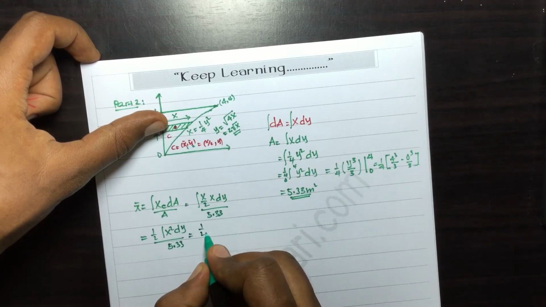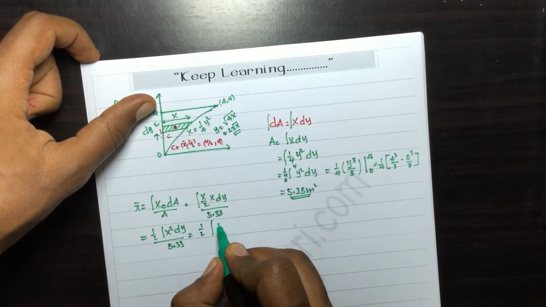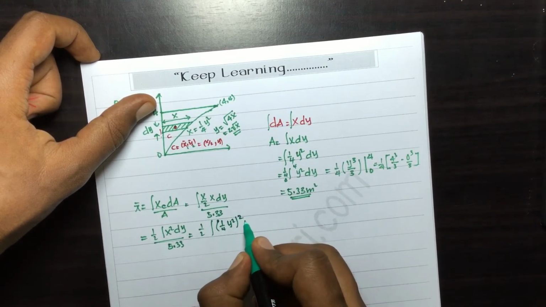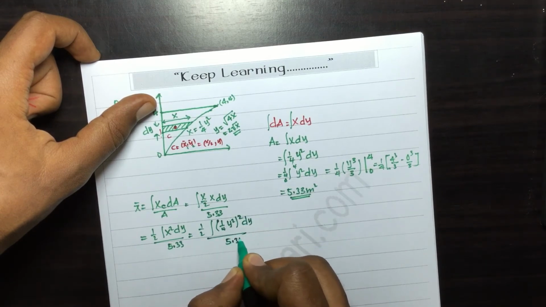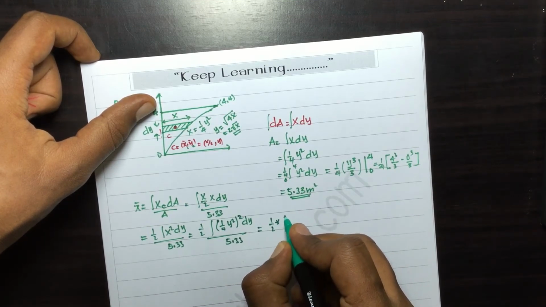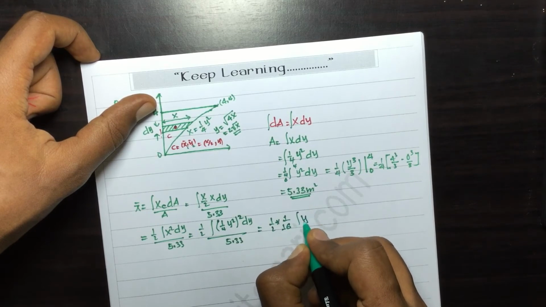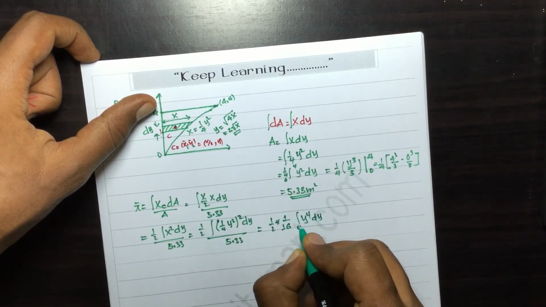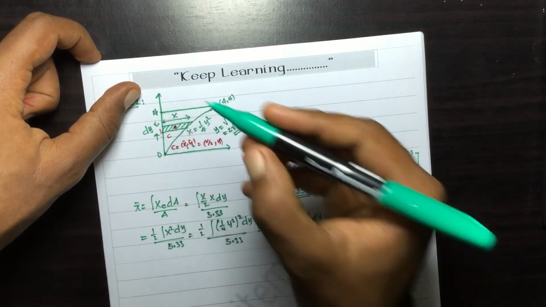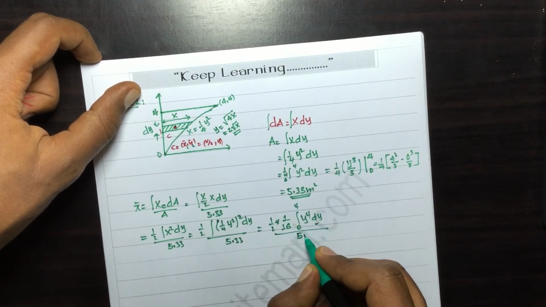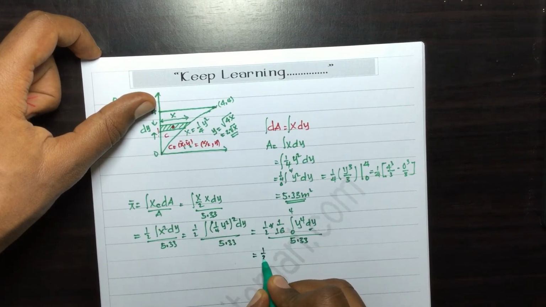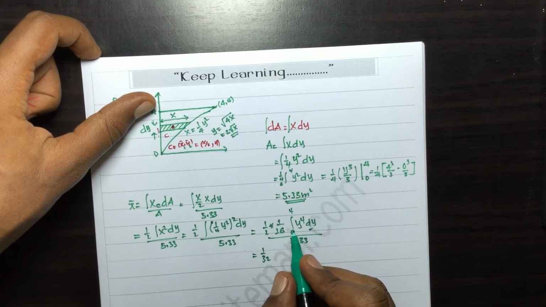What does this mean now? 1 over 2 x squared means 1/4 y squared, the whole thing squared, dy over 5.33. This is 1 over 2 times 1 over 16 the integral of y to the power of 4 dy from 0 to 4, because the differential element dy varies from 0 to 4, divided by 5.33. So here we have 1 over 32 the integral of y to the power of 4.